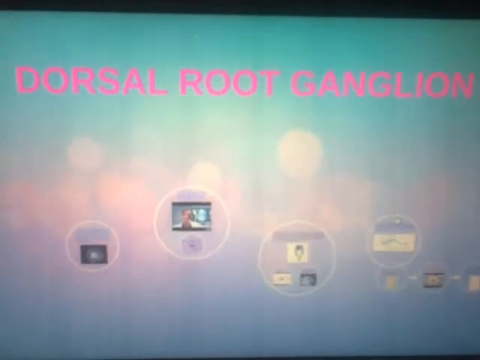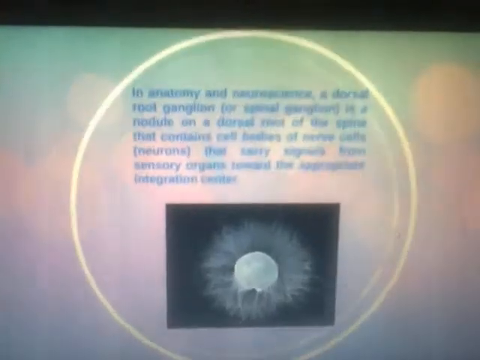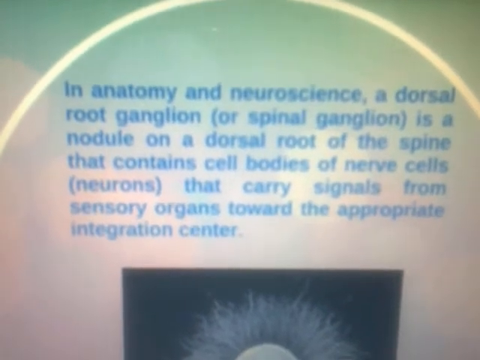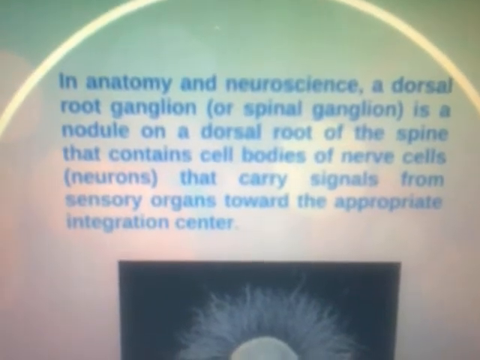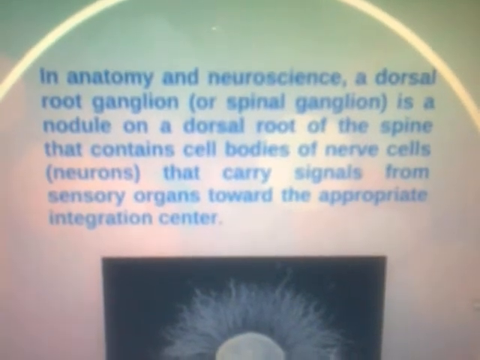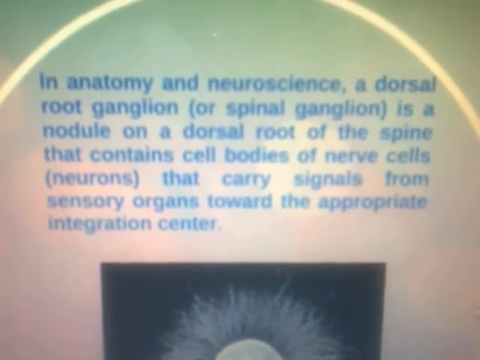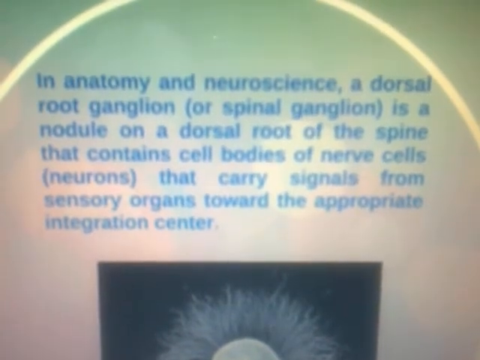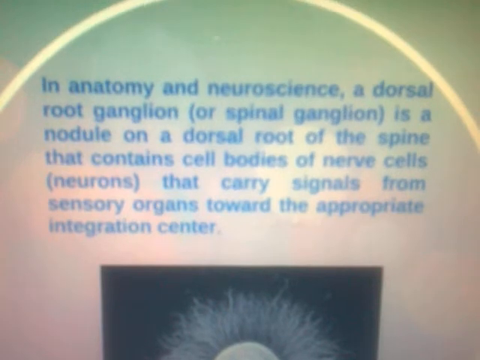Dorsal root ganglion. In anatomy and neuroscience, a dorsal root ganglion or spinal ganglion is a nodule on a dorsal root of the spine that contains cell bodies of nerve cells called neurons that carry signals from the sensory organs toward the appropriate integration center.